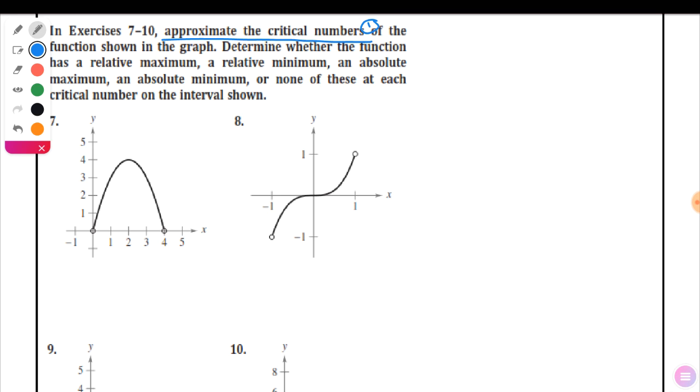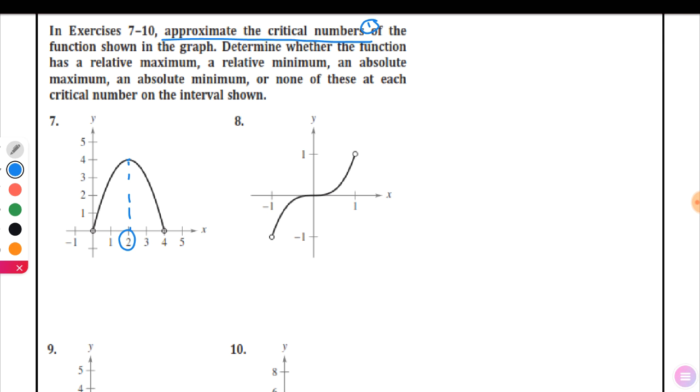The second request, he asks you to what? Determine whether the function has a relative maximum, a relative minimum, an absolute maximum, an absolute minimum, or none of these at each critical number on the interval shown. Look here. It's so clear. At 2, we have what? Relative maximum. And it is the greatest value, so it is what? Absolute maximum.